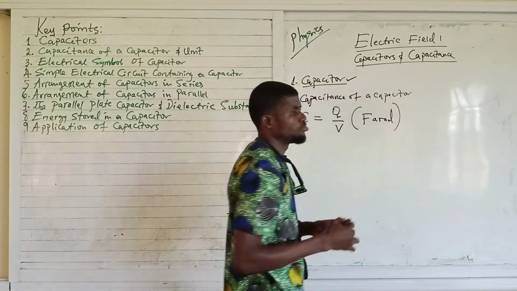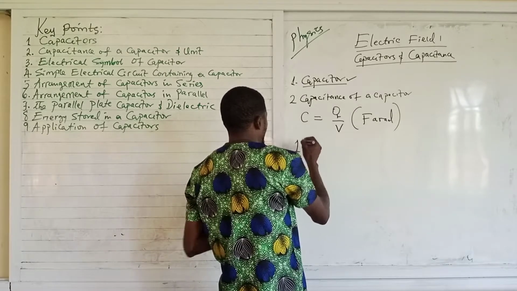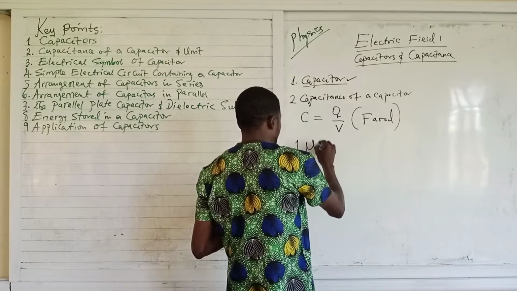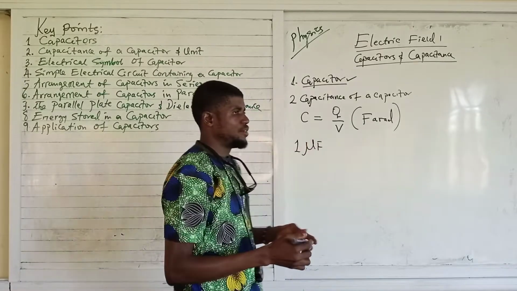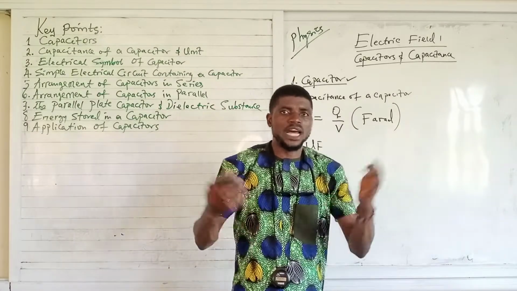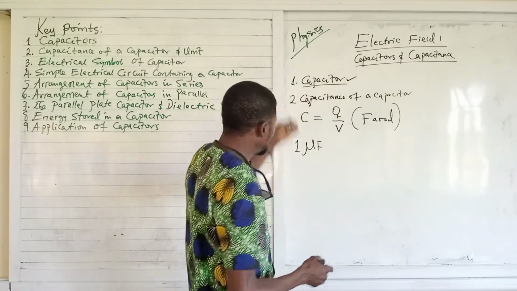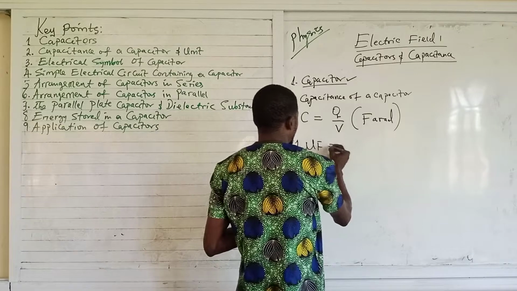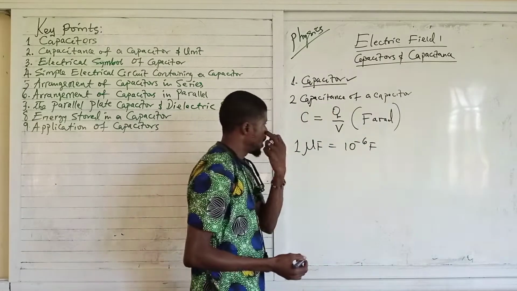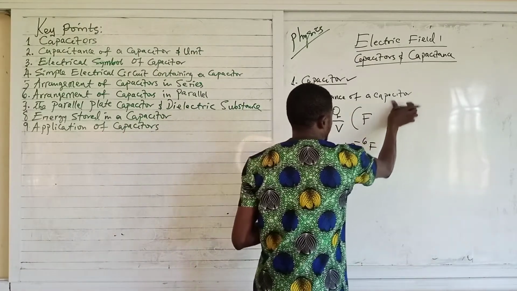Now, there are submultiples of these units. You have 1 microfarad. We have multiples and submultiples of units in physics: deci, centi, milli, micro, nano, pico. So 1 microfarad is simply 10 raised to -6 farad. And this farad is represented with just an F. Please take notes.